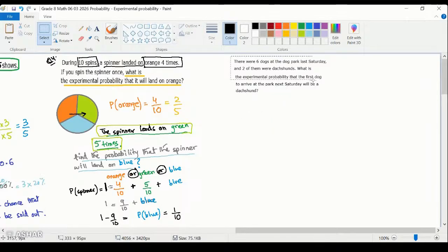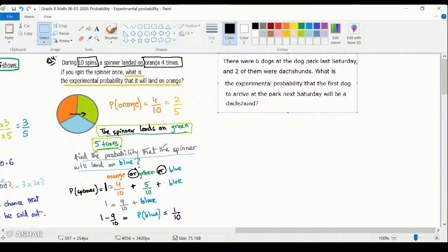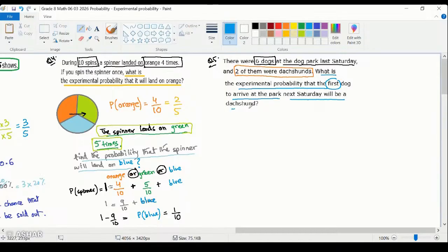So this is our question number 5, this is the statement that's given to us. There were 6 dogs at the dog park last Saturday. Okay. 2 of them were Dachshunds, right? What is the experimental probability that the first dog to arrive at the park next Saturday will be a Dachshund?